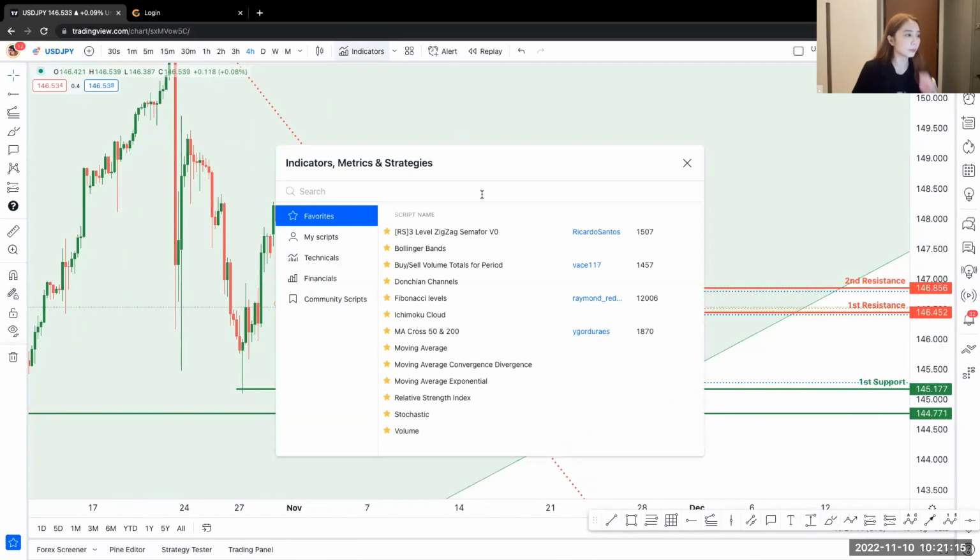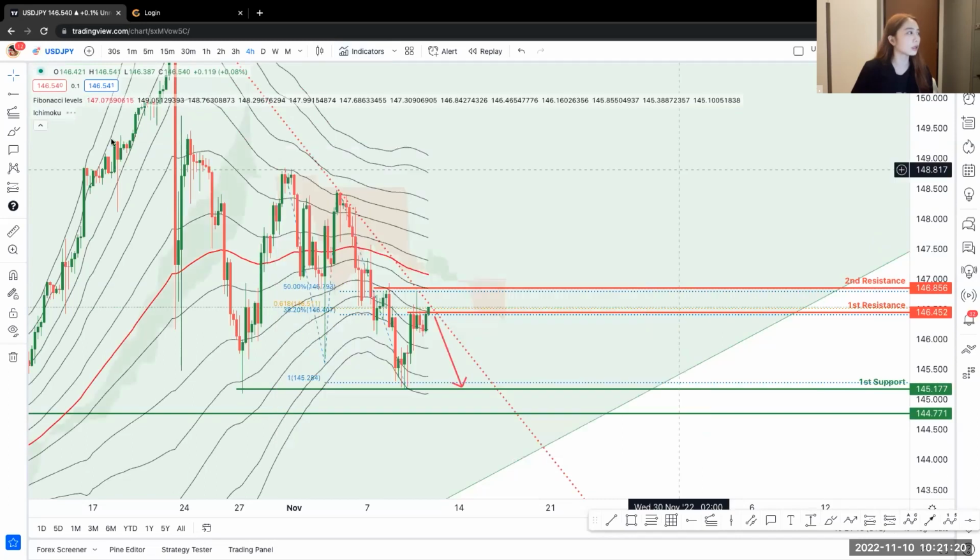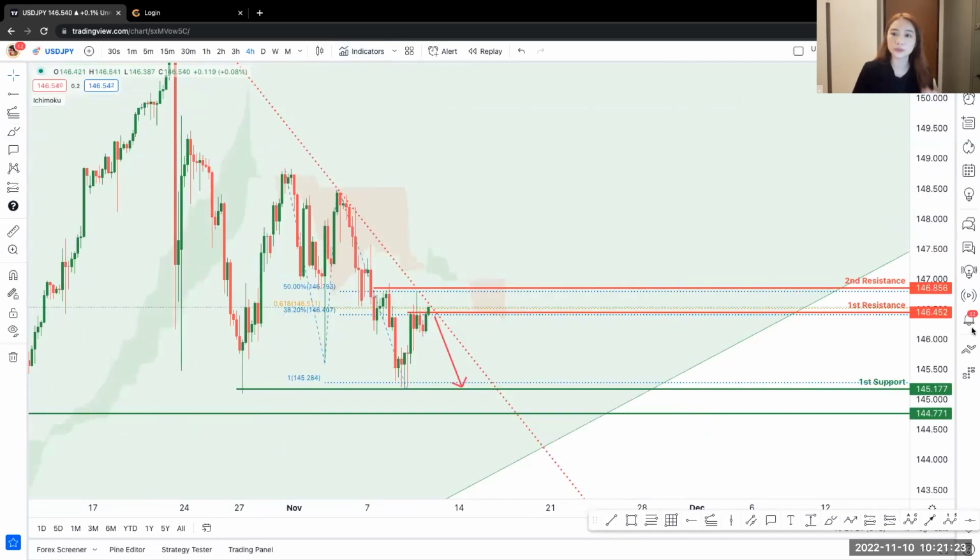Okay, so now we can put in some indicators, looking at an Ichimoku cloud. Sorry, let me remove the Fibonacci levels.